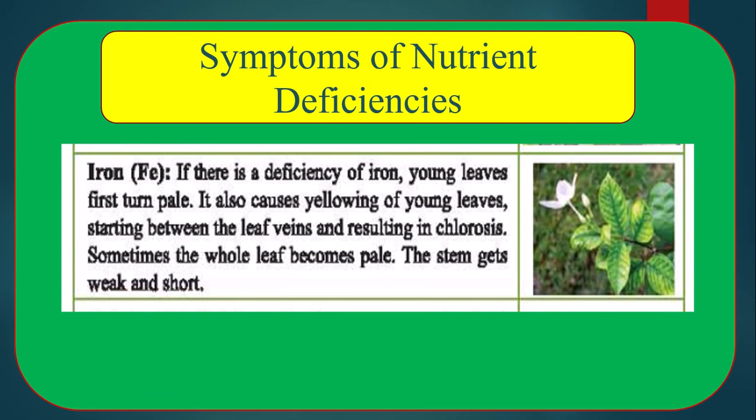Iron. If there is a deficiency of iron, young leaves first turn pale. It also causes yellowing of young leaves, starting between the leaf veins and resulting in chlorosis. The stem gets weak and short.